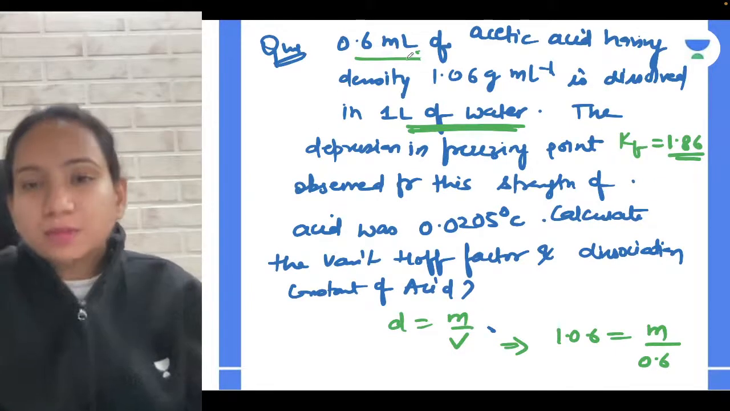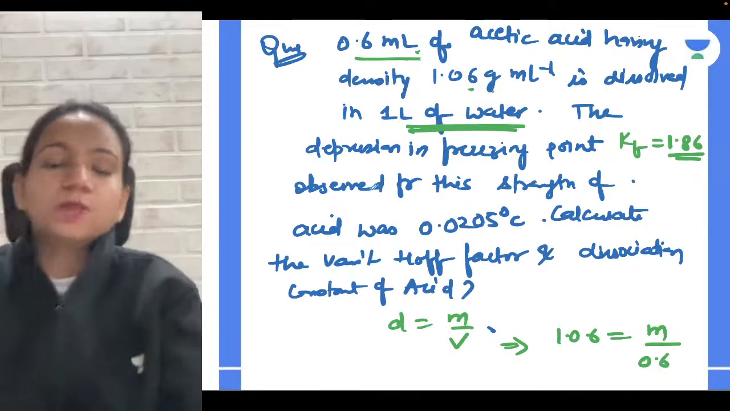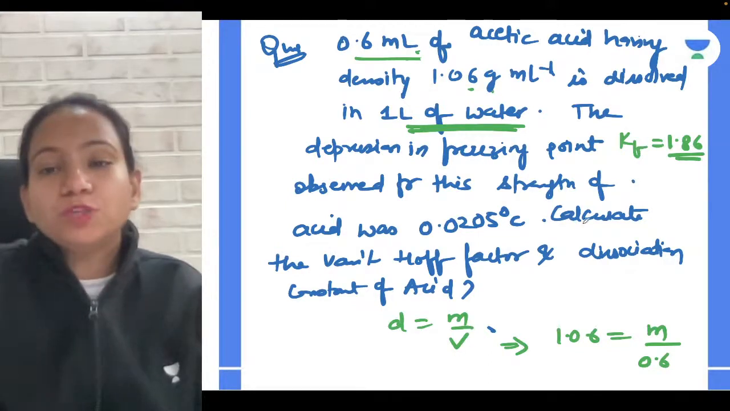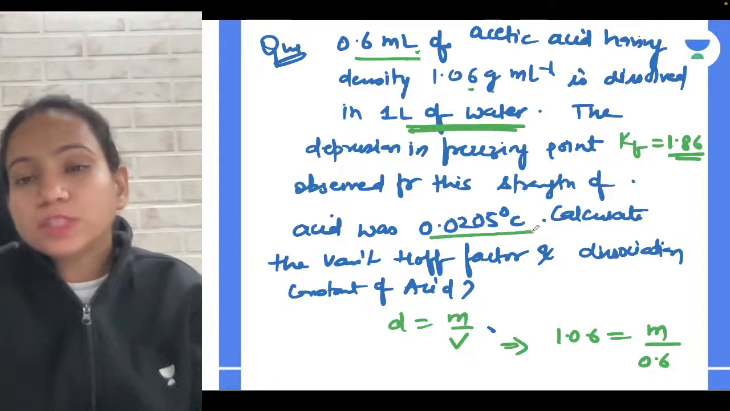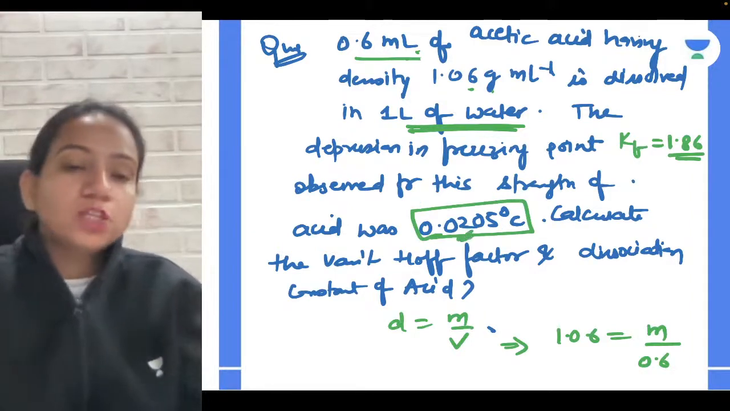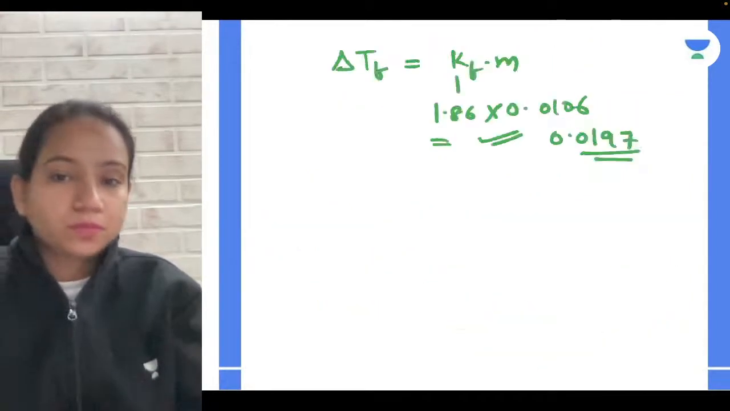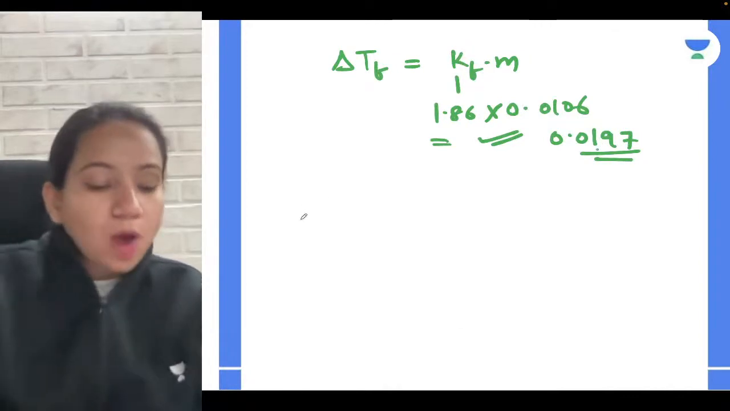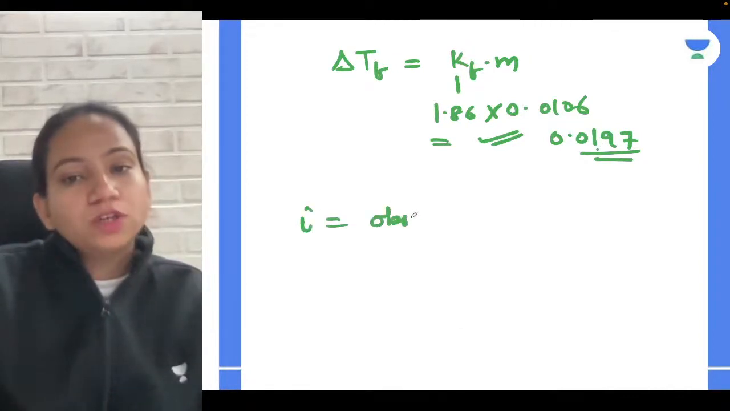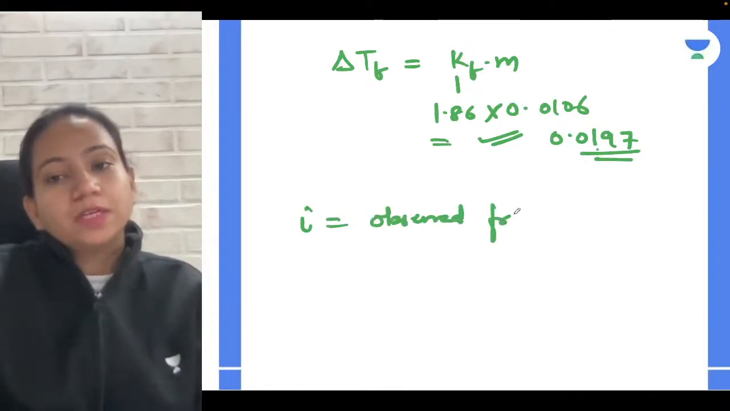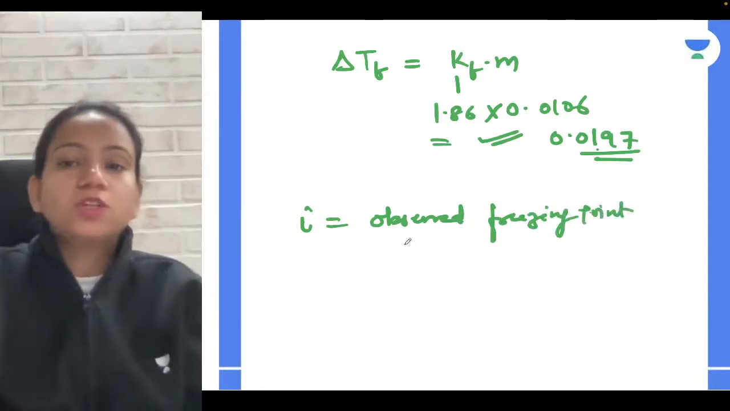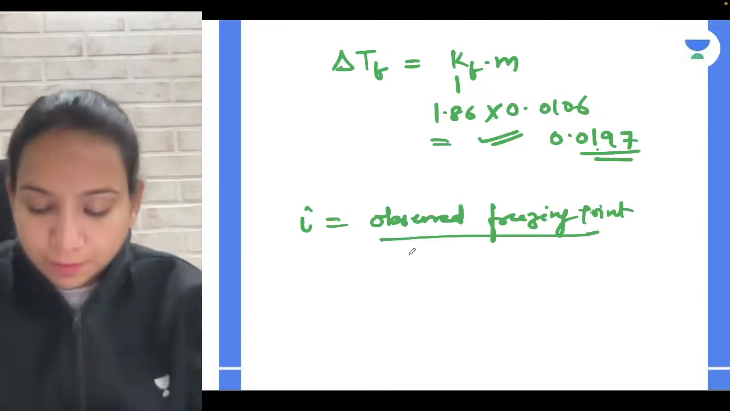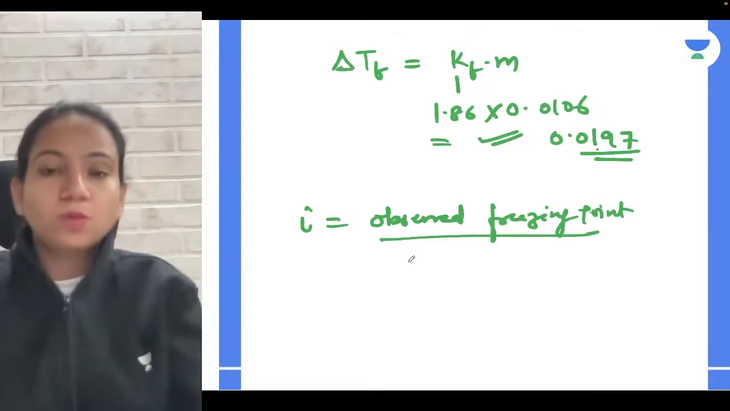Basically, what I did in the question is this: they gave you all the values, so with the help of volume and density I got the mass. They have given the depression in freezing point, which is the observed value, and I calculated the other one. Now how can I find i? I is the observed freezing point depression divided by the calculated one, because it is the observed colligative property divided by the calculated colligative property.